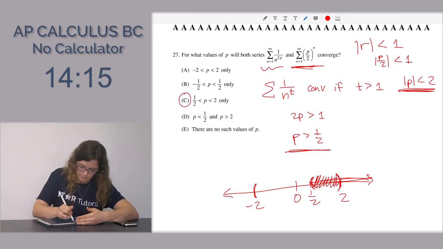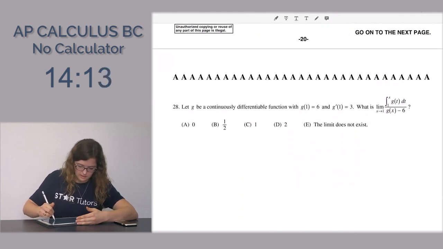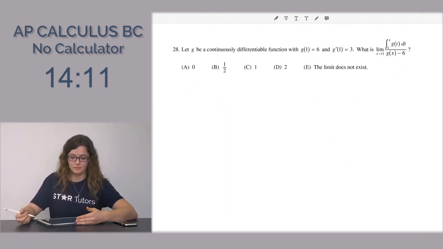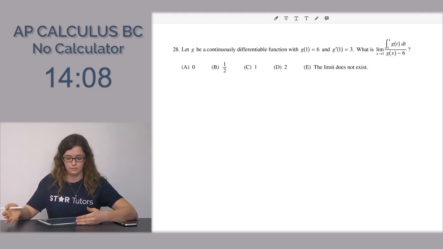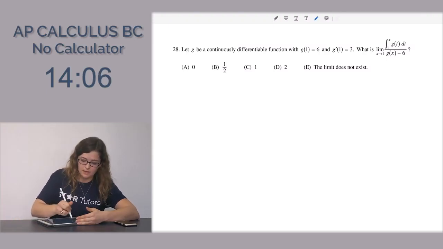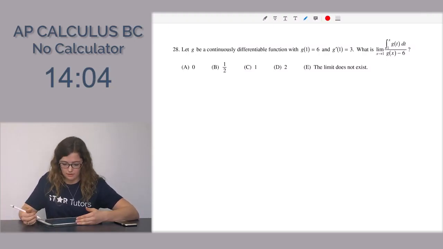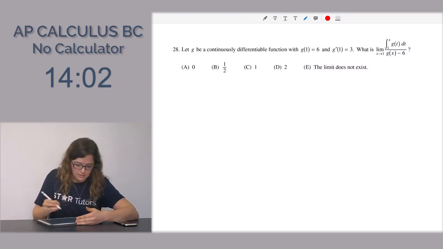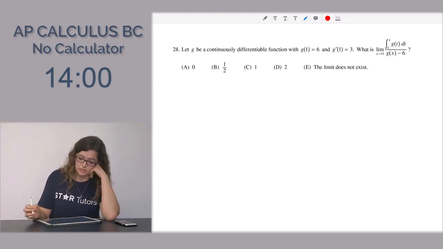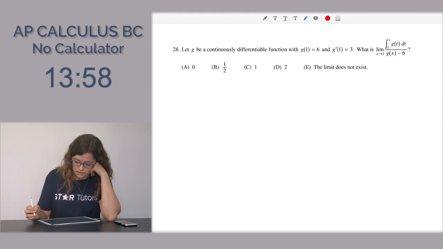Great. 28. Last question of the test, guys. I skipped a bunch of questions, so I'm at least seeing all of the problems. You don't want to not read every question. Let g be continuously differentiable with g of 1 equal to 6 and g prime of 1 equal to 3. What is this limit? Oh, this is fun.